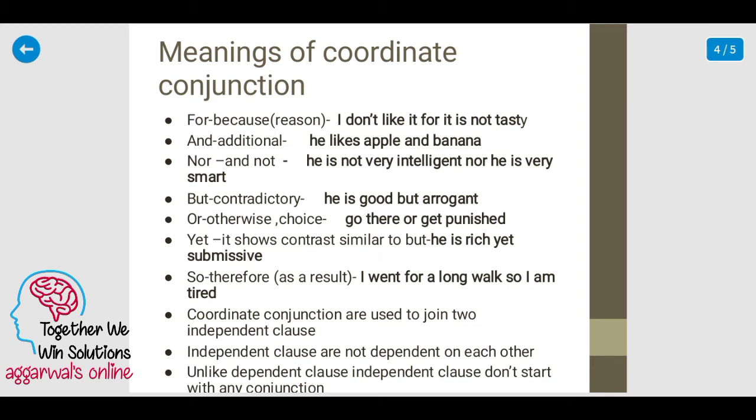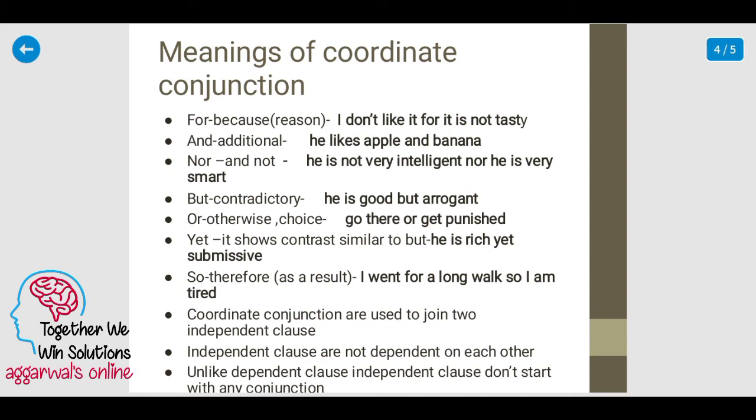Next is but. But is used to join two contradictory statements or two contradictory words. Two different words or two different statements are joined with the help of but. See, he is good but arrogant. So but is joining good and arrogant. Good and arrogant are two different words.